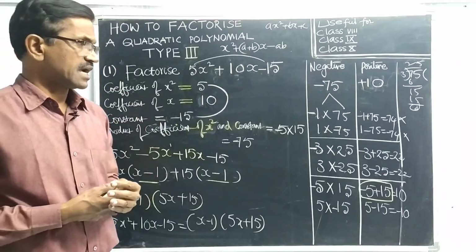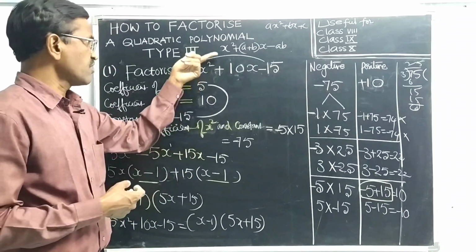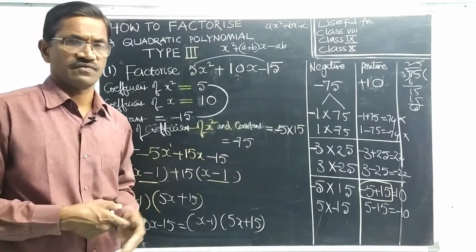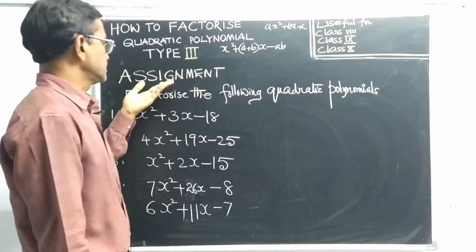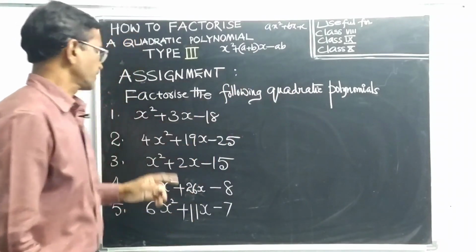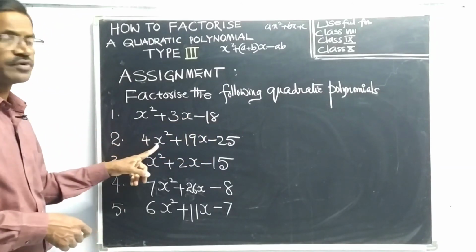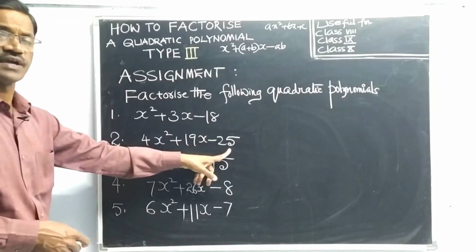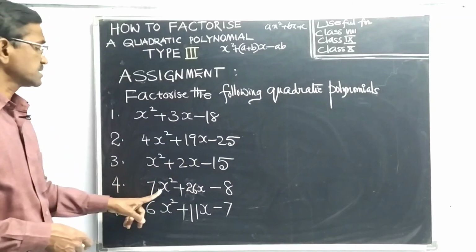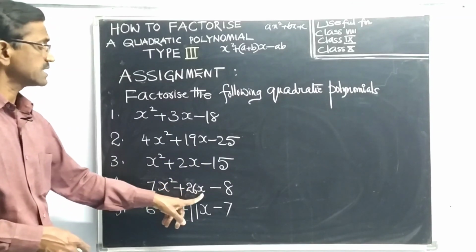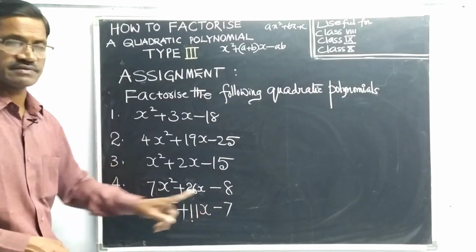I will give some assignment regarding this type of polynomials. You have to try yourself. Factorize the following quadratic polynomials. This is the assignment for you. First one, x square plus 3x minus 18. Second one, 4x square plus 19x minus 25. Third one, x square plus 2x minus 15. Fourth question, 7x square plus 26x minus 8. Fifth question, 6x square plus 11x minus 7.